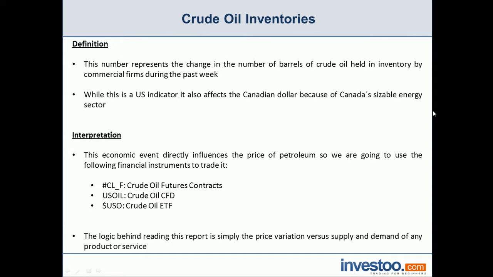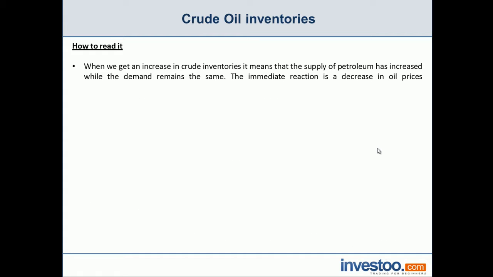same. And the logic behind reading this report is simply the price variation versus supply and demand of any product and service. This means that the more supply of a product there is in the market, the lower its price is going to be, and vice versa. So when we get an increase in crude oil inventories, it means that the supply of petroleum has increased while the demand remains the same. The immediate reaction is a decrease in oil prices, okay?